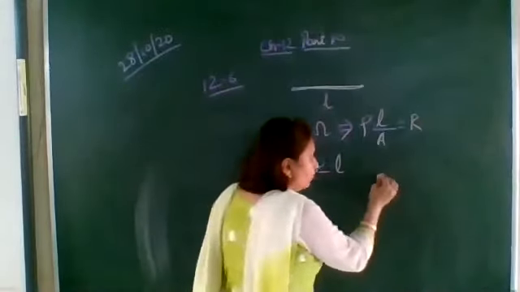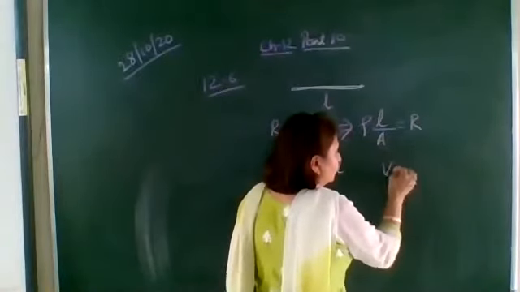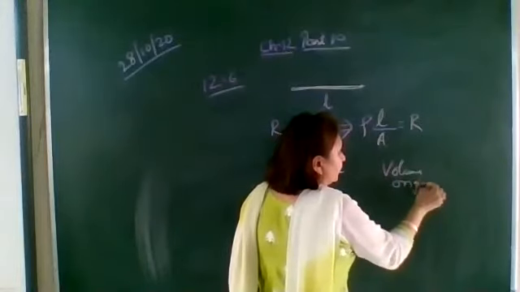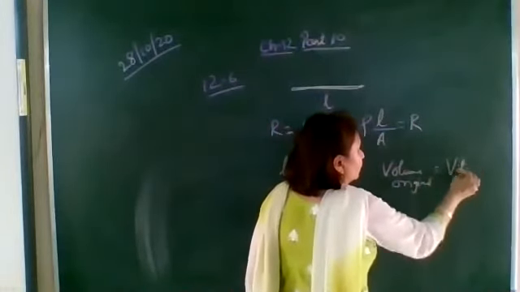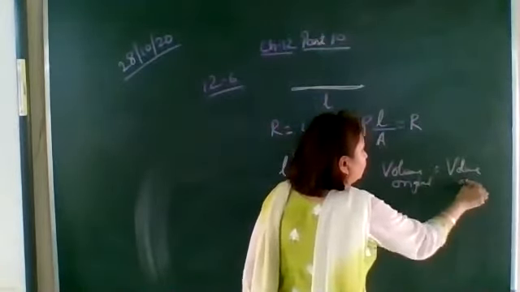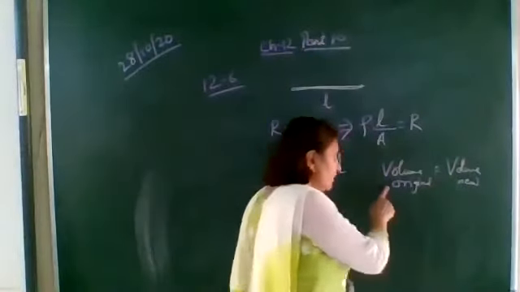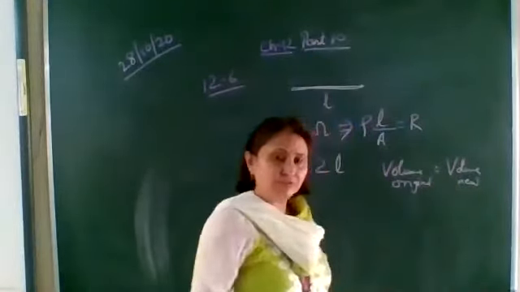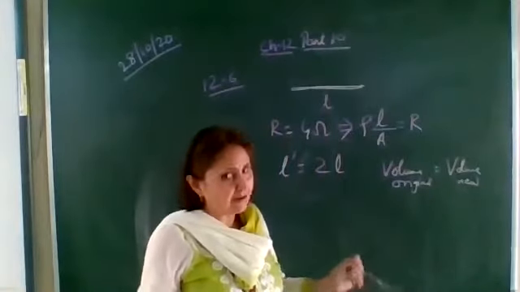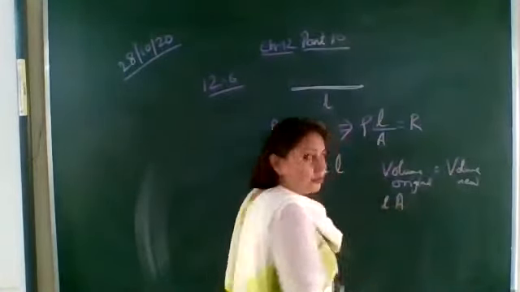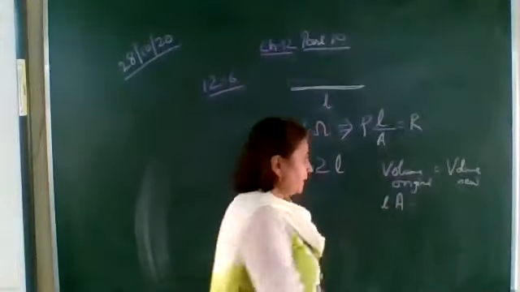The original volume of the wire will be equal to the volume of the new wire, new meaning after stretching. What is the original volume? Length into cross-sectional area, L into A.